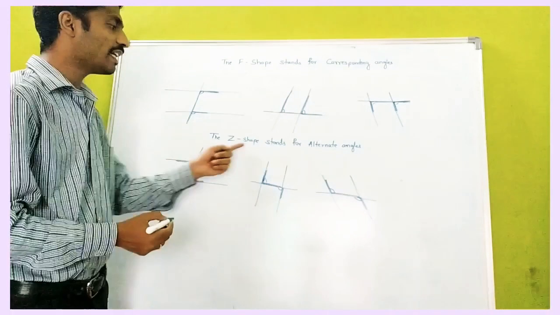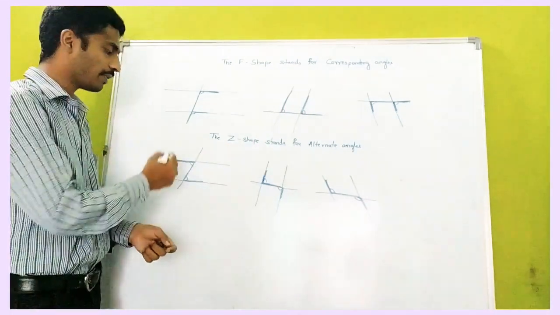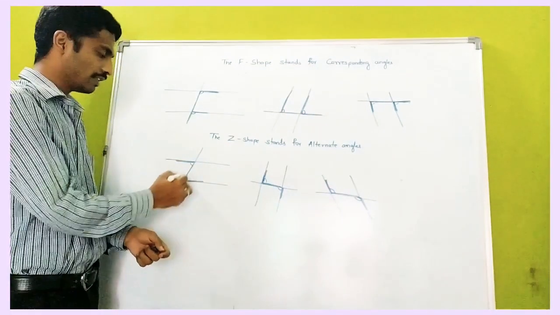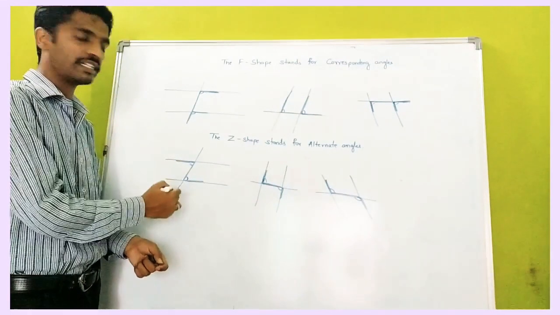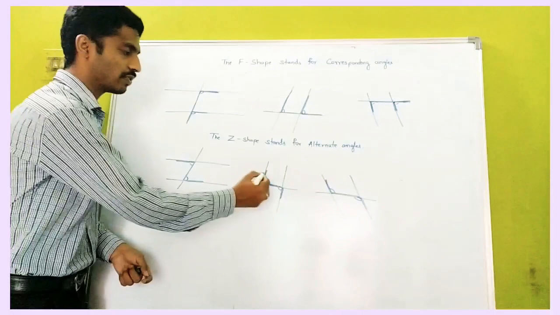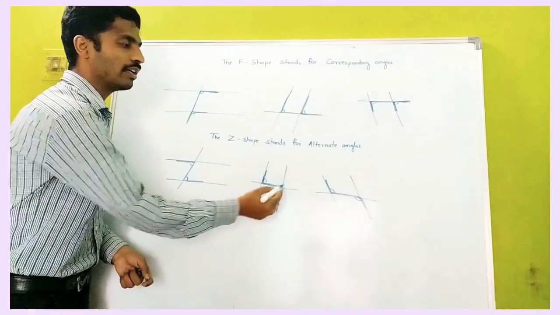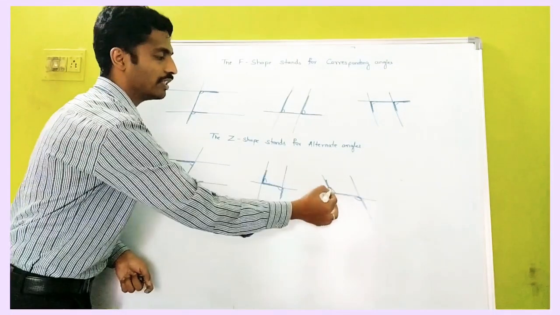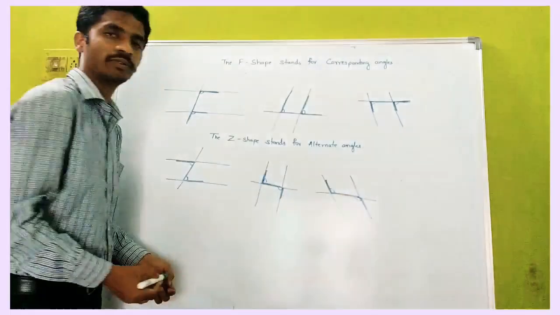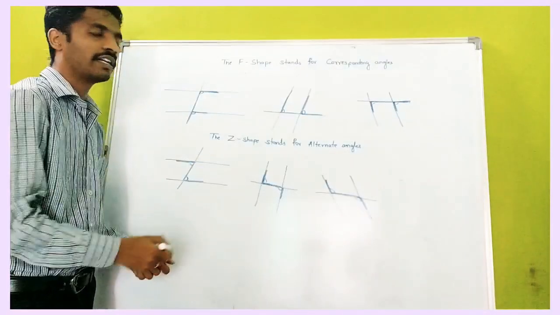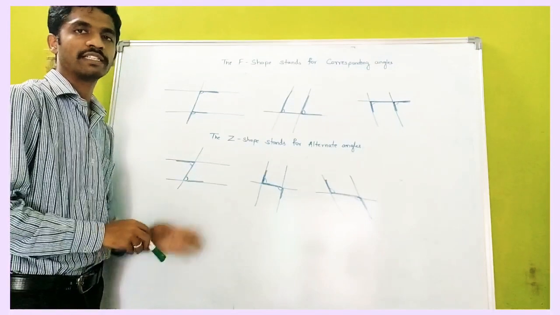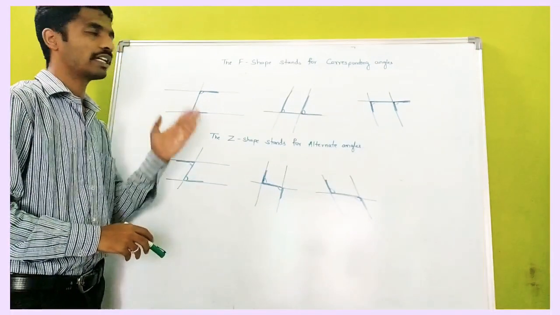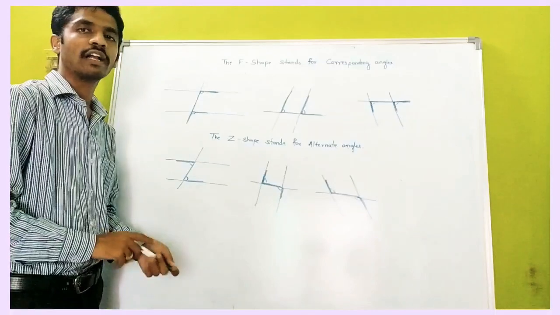Now the Z shape stands for alternate angles. Wherever you get the Z shape, see here, these are alternate angles. The vertices of that Z give us alternate angles. So here also, and lastly, this type of angles in the Z shape gives us alternate angles. So like this you should understand the corresponding angles as well as alternate angles.